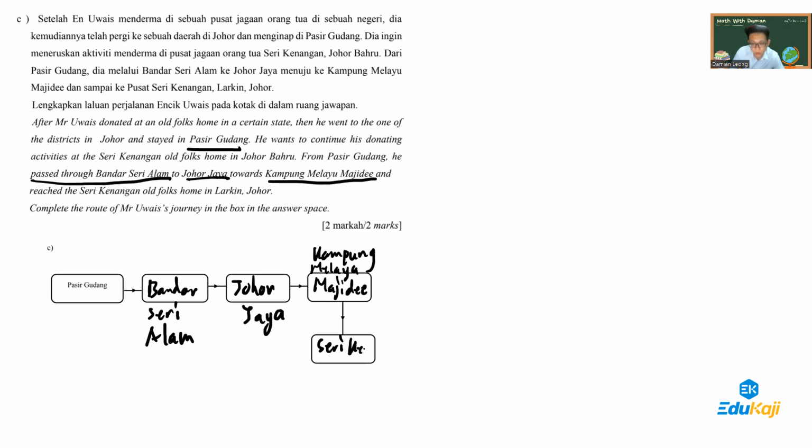Sri Kenangan Old Folks Home, Larkin. Yeah. Just like that. Yeah, so there's nothing much special, it's just following how it flows.